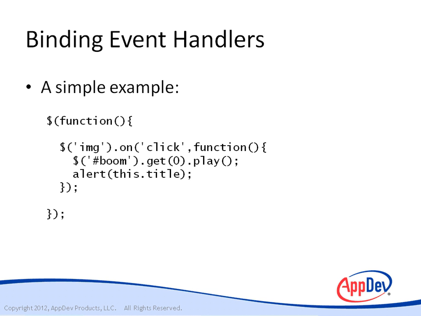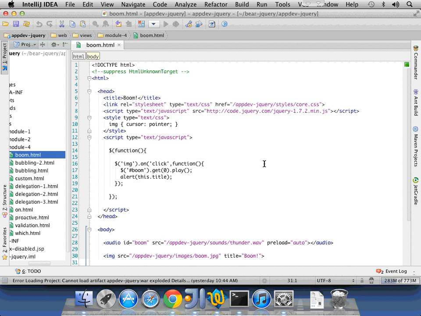Here's a simple example of binding an event handler for a click event. Let's go over and take a look at this in the browser. Here's the code in the context of a page. Within a ready handler, we select an image element, of which in our body we see we only have one.